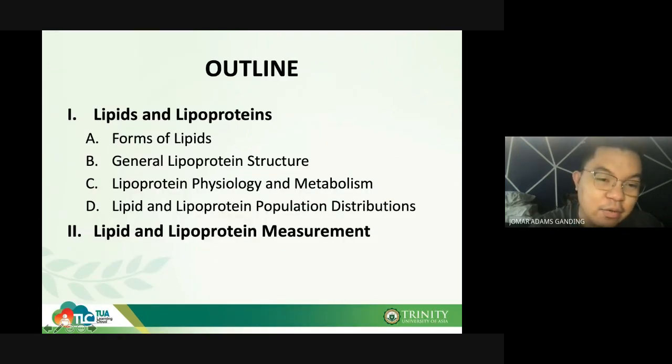As you can see on your screen right now, this is the outline of our discussion. The first topic that we're going to cover will be the forms of lipids until the general lipoprotein structure, and then lipoprotein physiology and metabolism, and then lipid and lipoprotein population distribution. So how are they distributed in our body? How are they distributed in the different individuals? We're going to discuss them today. And finally, we're also going to talk about the different lipid and lipoprotein measurement.